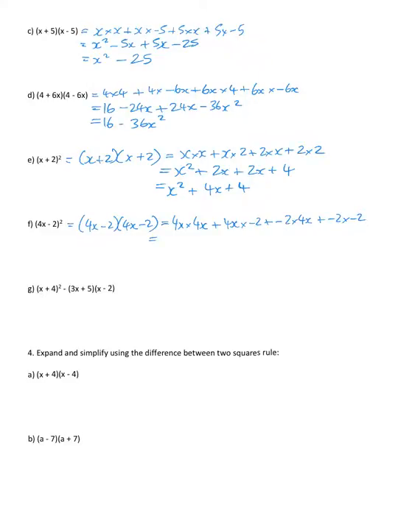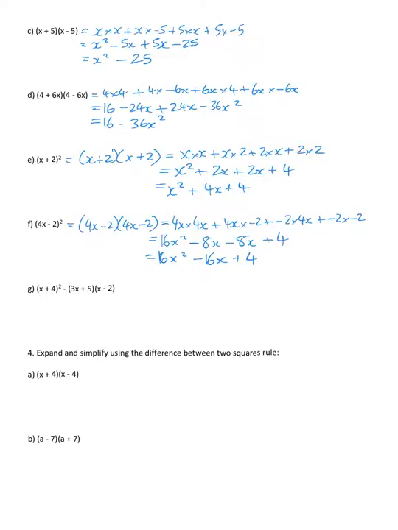4x times by 4x is 16x squared. 4x times by negative 2 is going to be negative 8x. Negative 2 times by 4x is also going to be negative 8x. Negative 2 times by negative 2 is going to be positive 4. So, 16x squared, negative 8x take 8x is negative 16x plus 4.